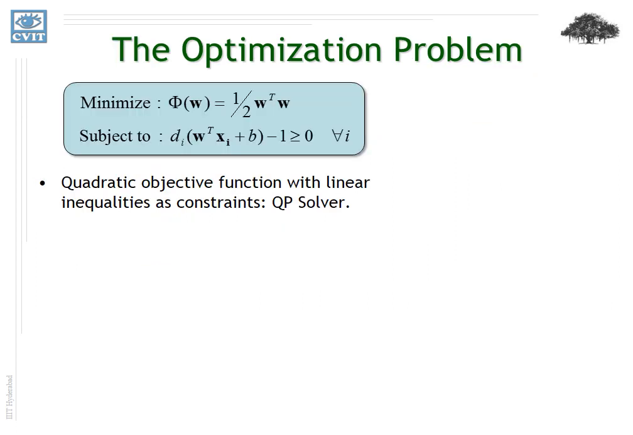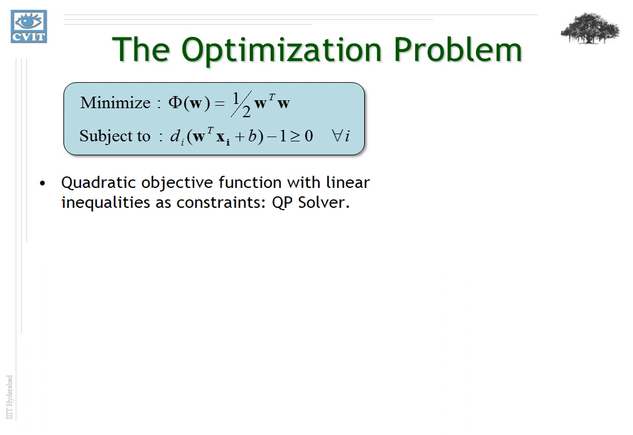So let's try to write this optimization problem. Our goal is to minimize the quantity phi of w, which is half of w transpose w, subject to the condition that di times (w transpose xi plus b) minus 1 should be greater than or equal to 0, for all i. This is exactly the same thing that we said before, stated slightly differently. Now what we have here is a quadratic objective function with a set of linear inequalities as constraints. And there are solutions such as QP solvers which can do this.